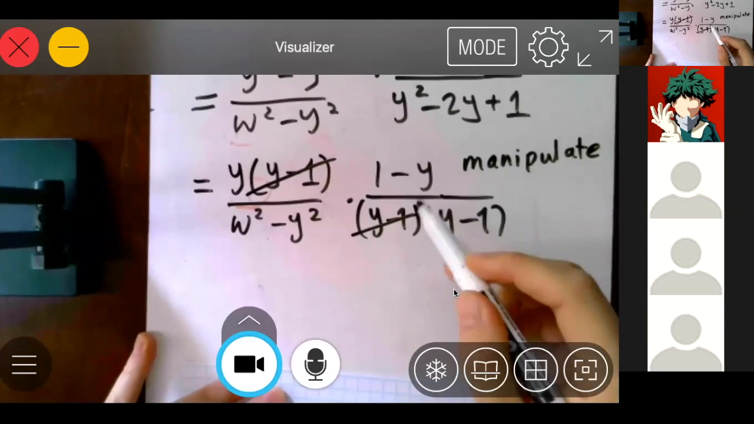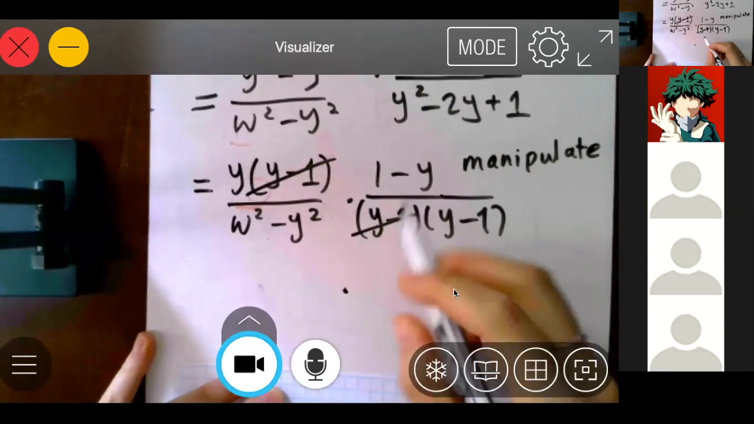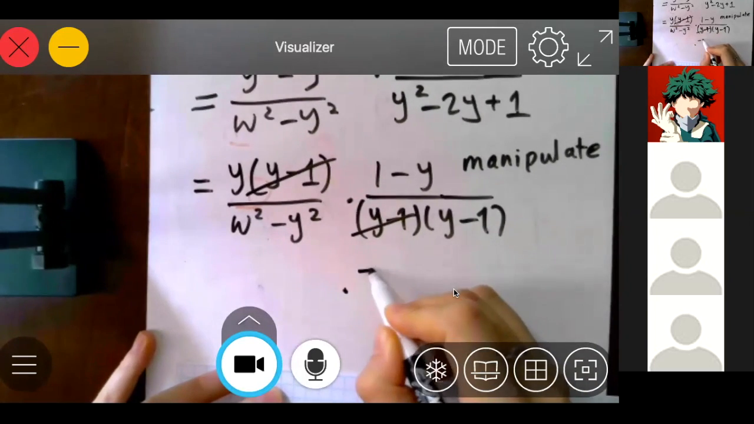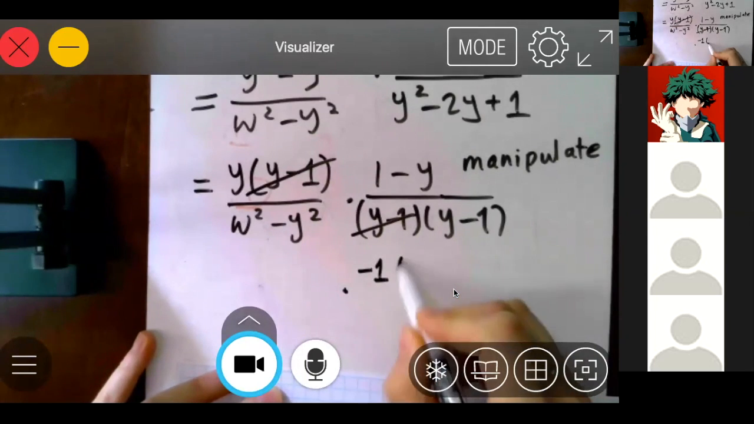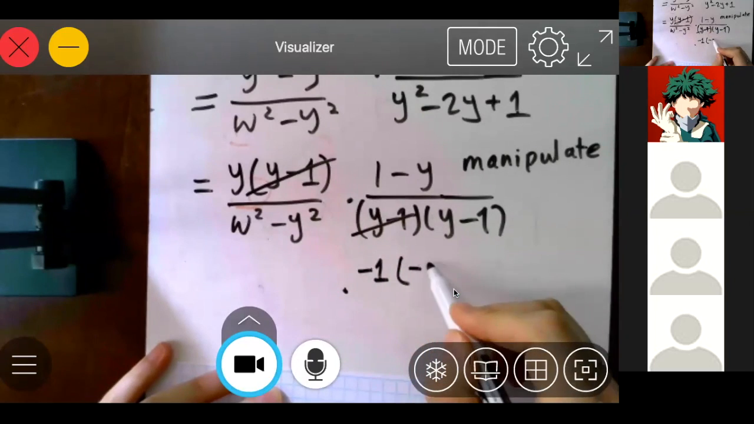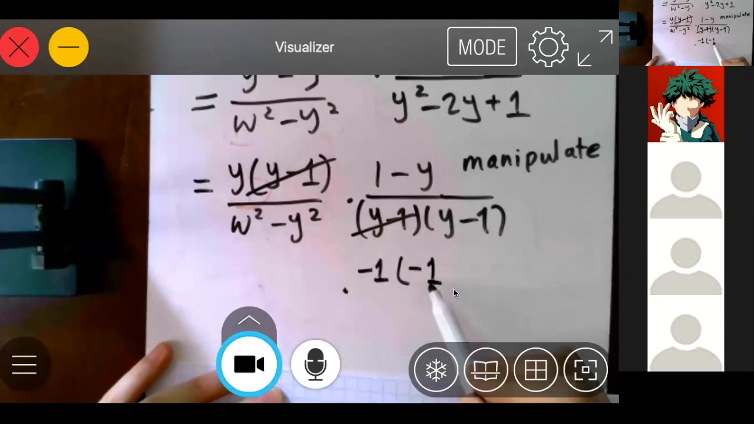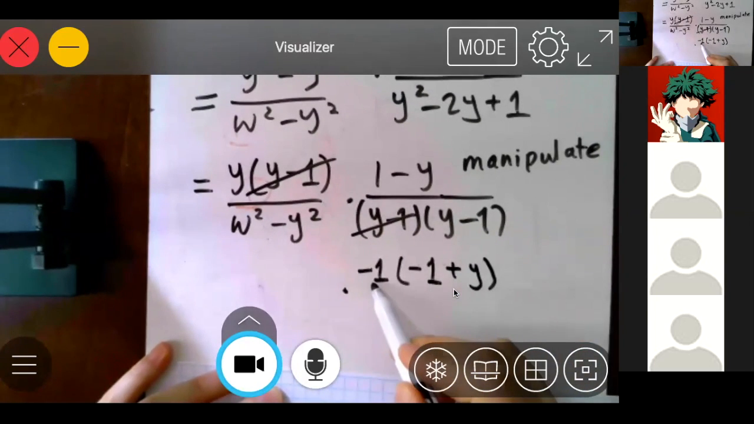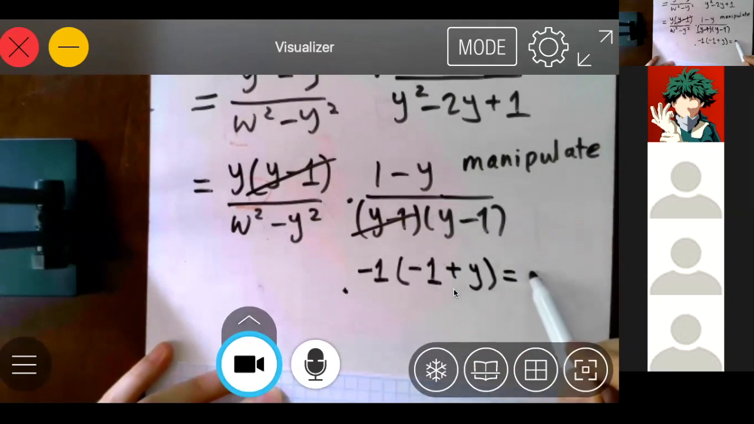Right. So if you write 1 minus y, I'm going to rewrite this real quick. I'm going to write it as negative 1 times, and I'm going to change all my signs. So 1 becomes negative 1, negative 1 times negative 1 is positive 1. And when I distribute negative 1 to y, this is the same thing as 1 minus y. That's my numerator term.